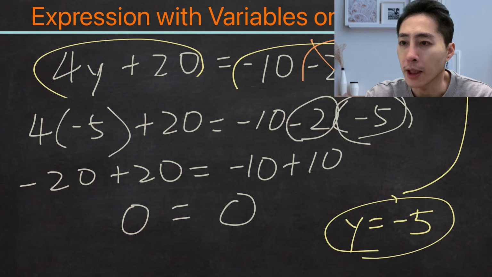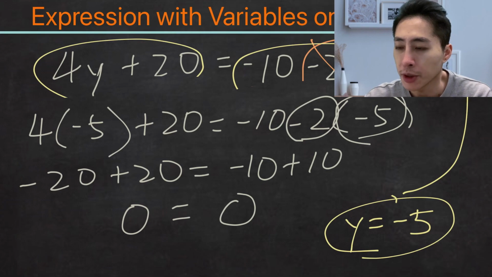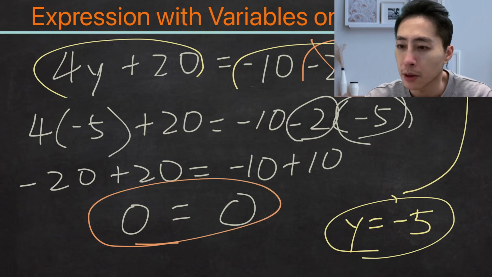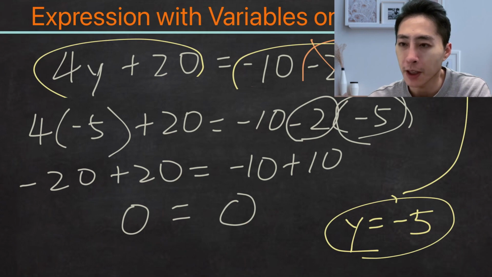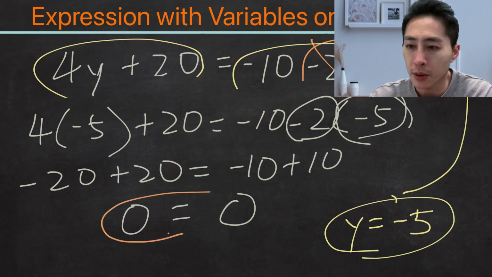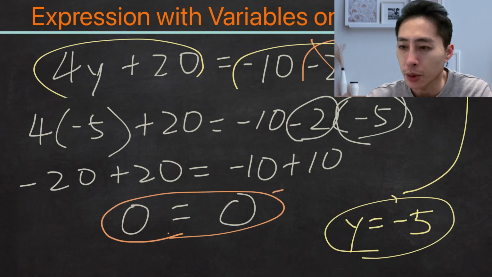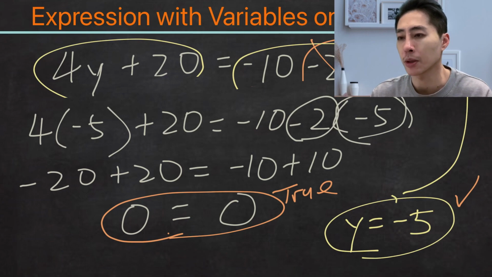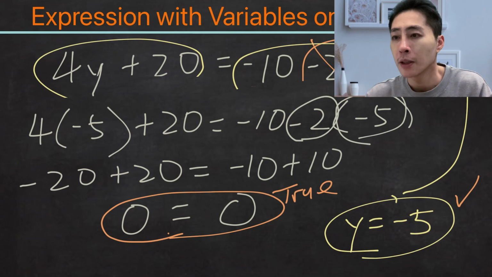So this tells us that our answer of y equals -5 is correct, because after we plug y as negative 5 back into the expression, the expression came out to be true, which is 0 equals 0. That's a true statement. So that means our answer of y equals negative 5 is correct. That is one way you could check your answer, just to make sure that you've done it correctly.